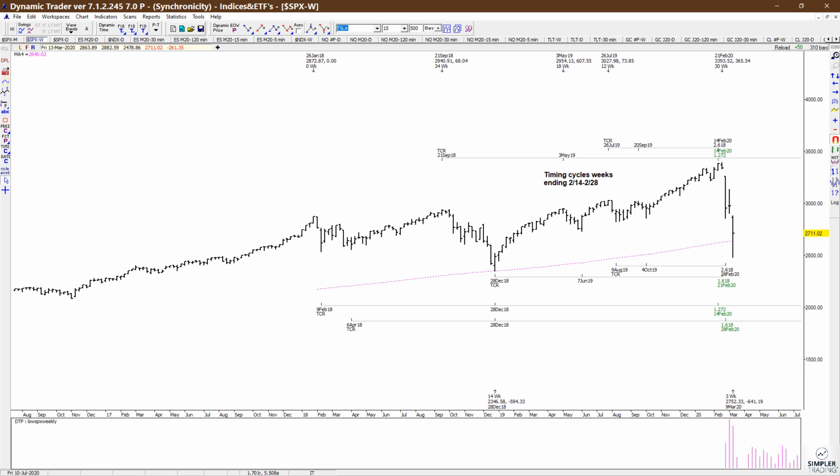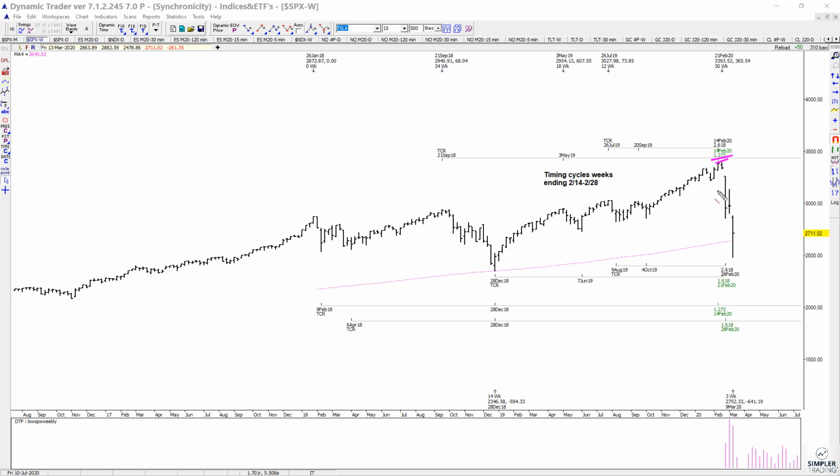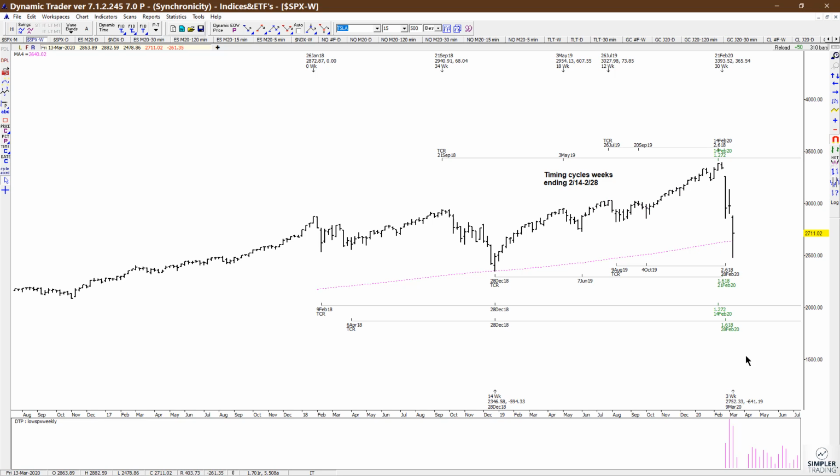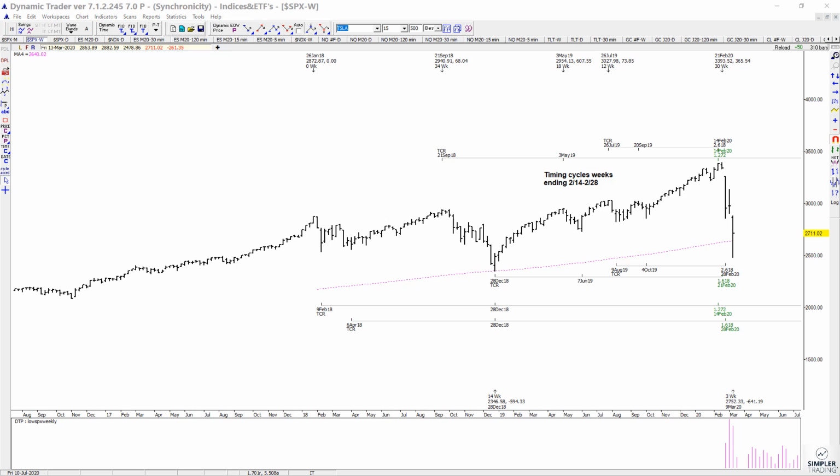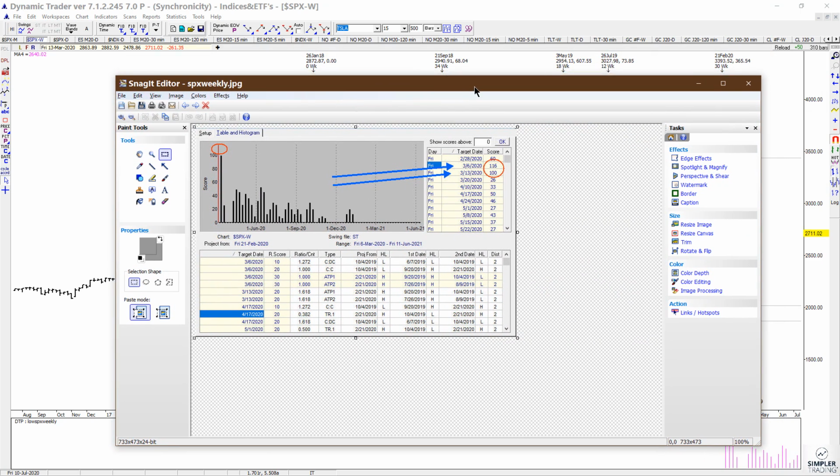I did run the histogram from this last high on the weekly chart, and it shows pretty much the week ending now and the week ending next week as a window to potentially put in an intermediate low. At this point with this market though, what is an intermediate low? Anyway, I'll show you the timing histograms that I use from Dynamic Trader.